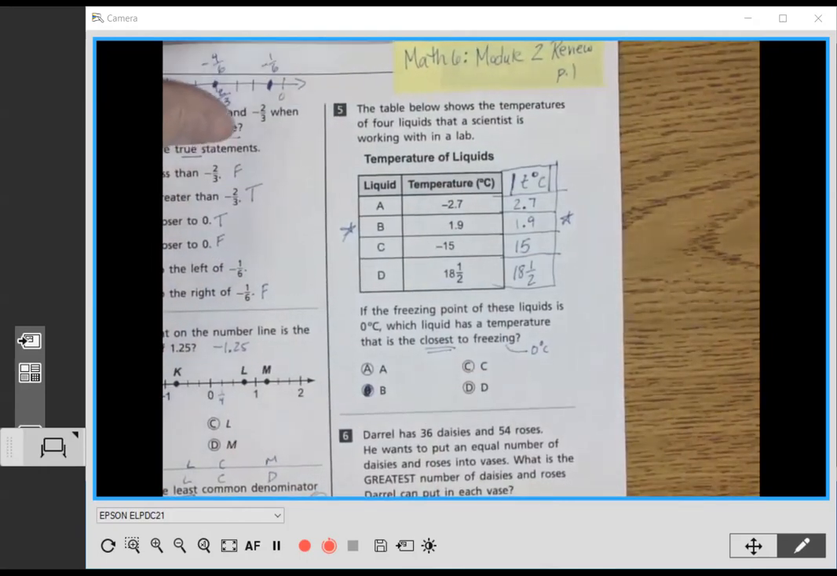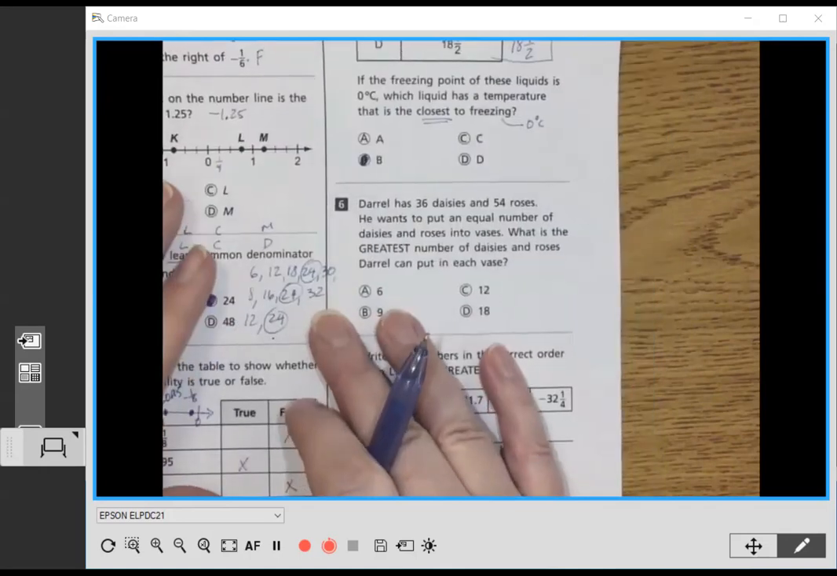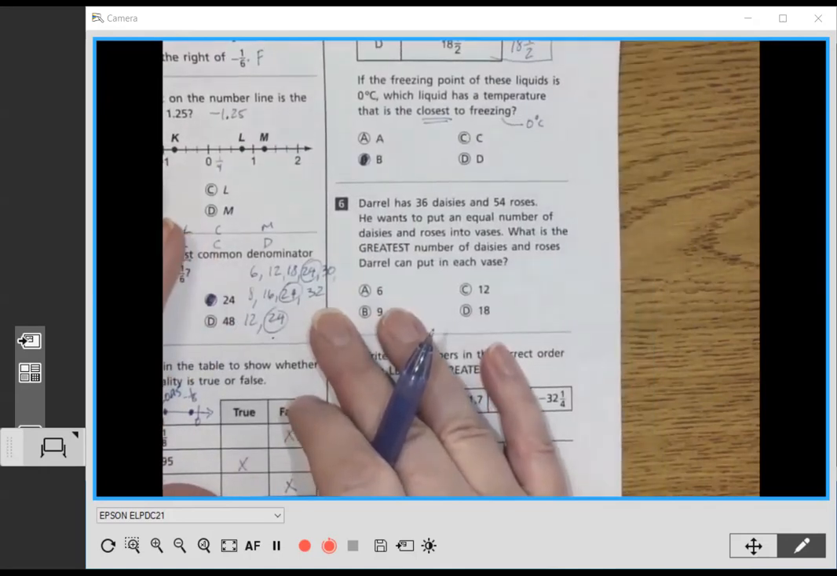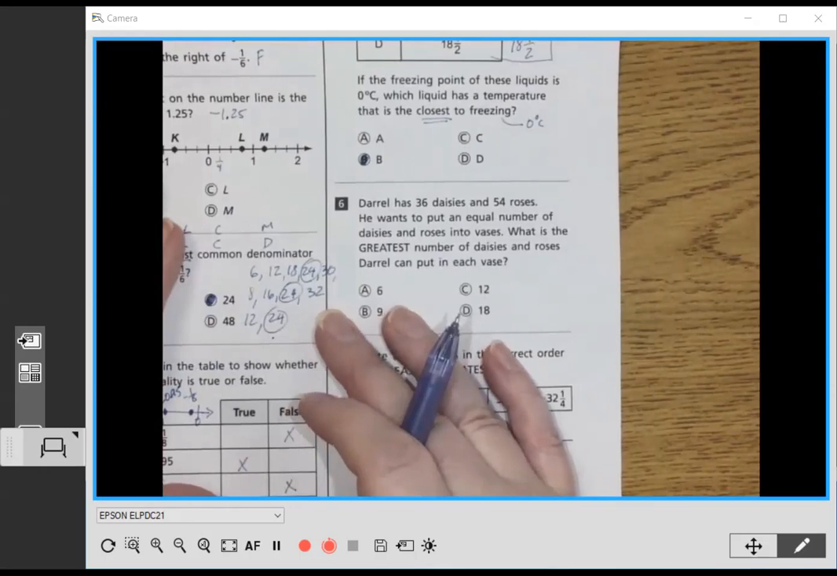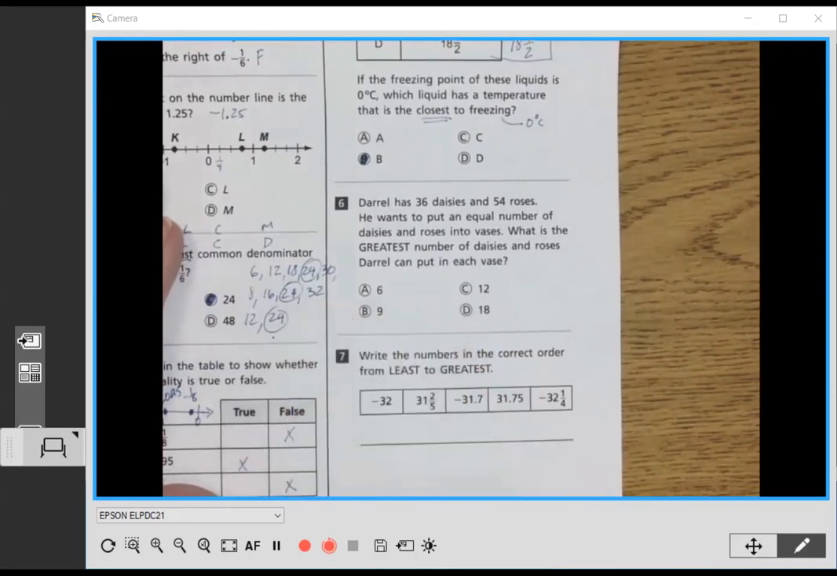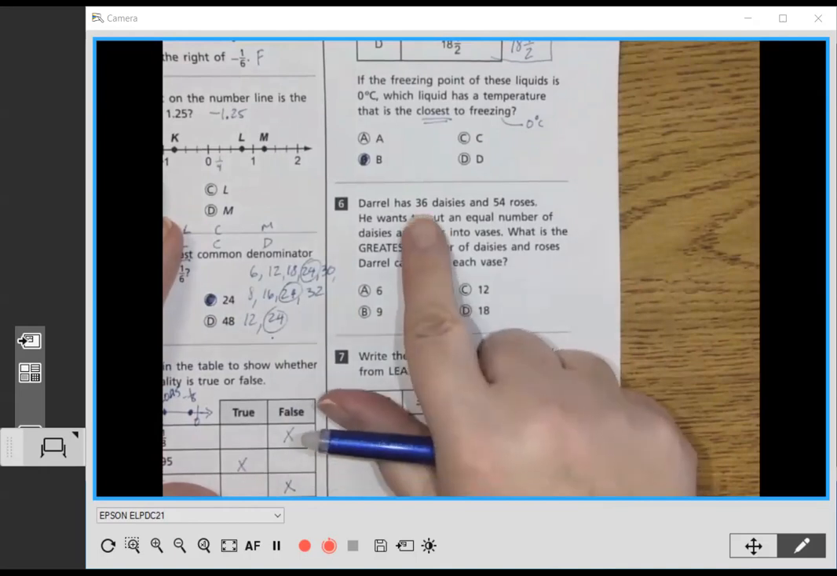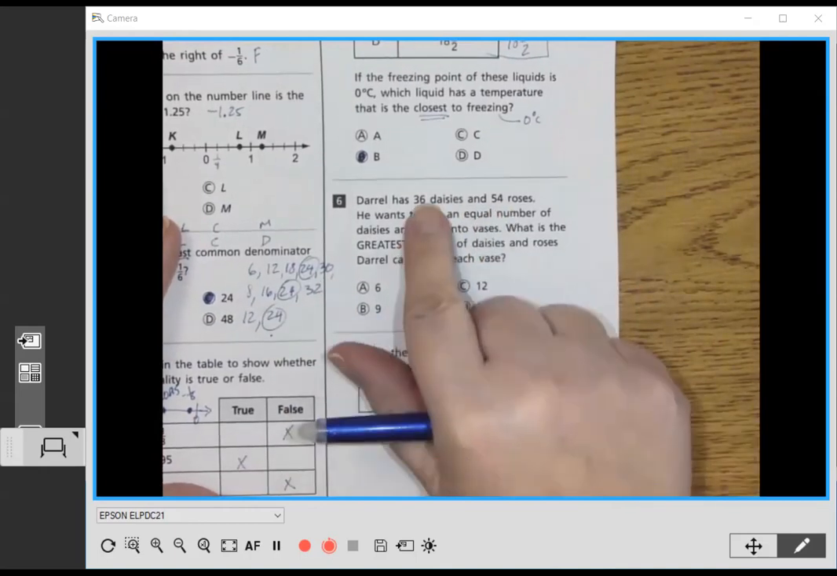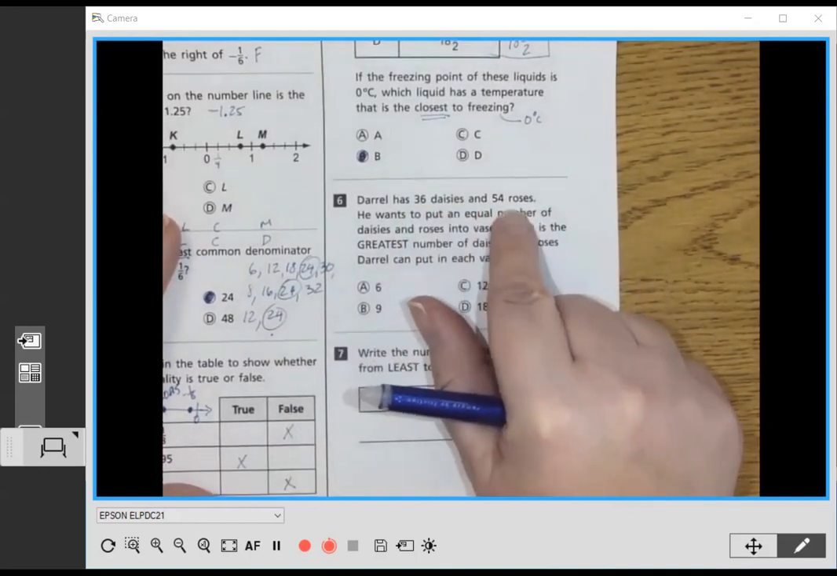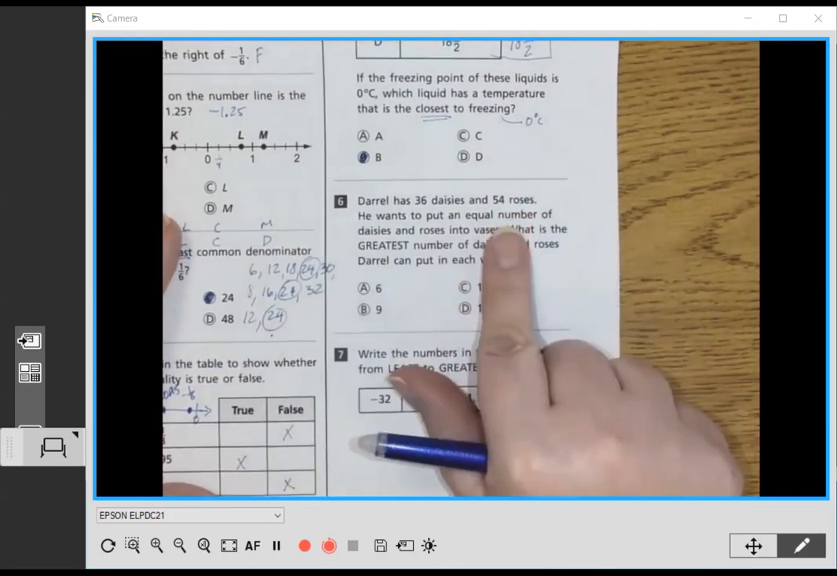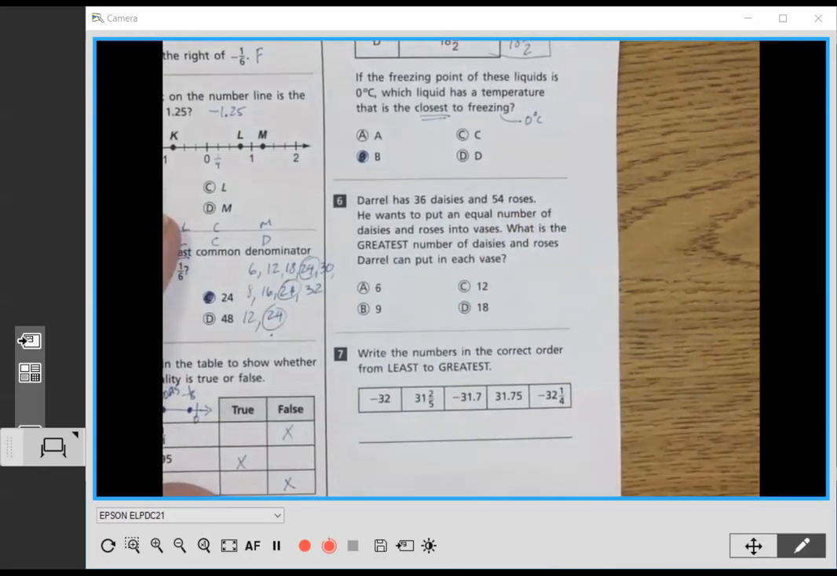Number 6. Cyril has 36 daisies and 54 roses. He wants to put an equal number of daisies and roses into vases. What is the greatest number of daisies and roses Cyril can put in each vase? So we want to find the greatest common factor because we're dividing these up. We're not looking for multiples. We're not getting more than 36 daisies, and we're not getting more than 54 roses. So we want the greatest common factor.